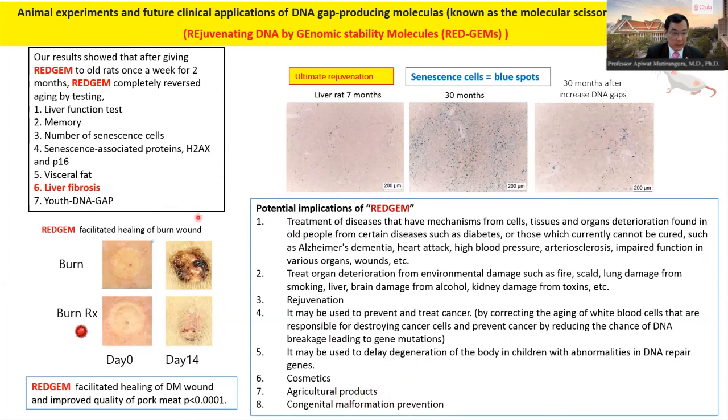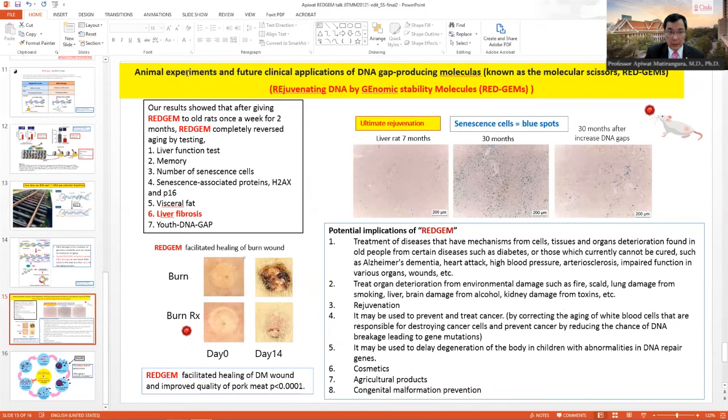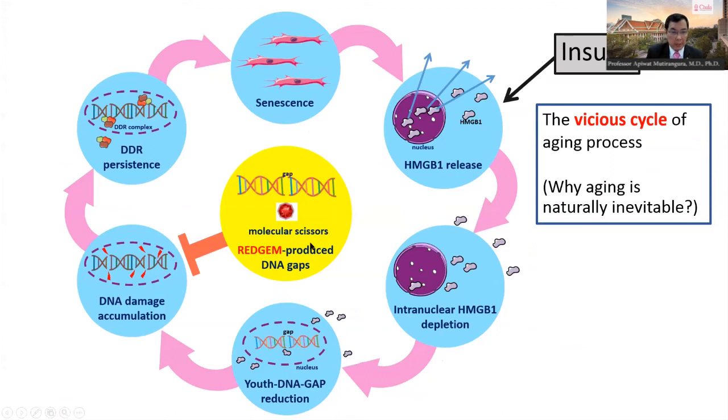In addition to rejuvenating rat, we also used red gem to treat burn wound and also DM wound, and we also improve quality of pork meat. The animal experiments show the promising future clinical application of red gems, which is rejuvenating DNA by genomic stability molecules. The function is to produce DNA gap, as we call it, molecular C-cell. So we think this happens in the aging process.